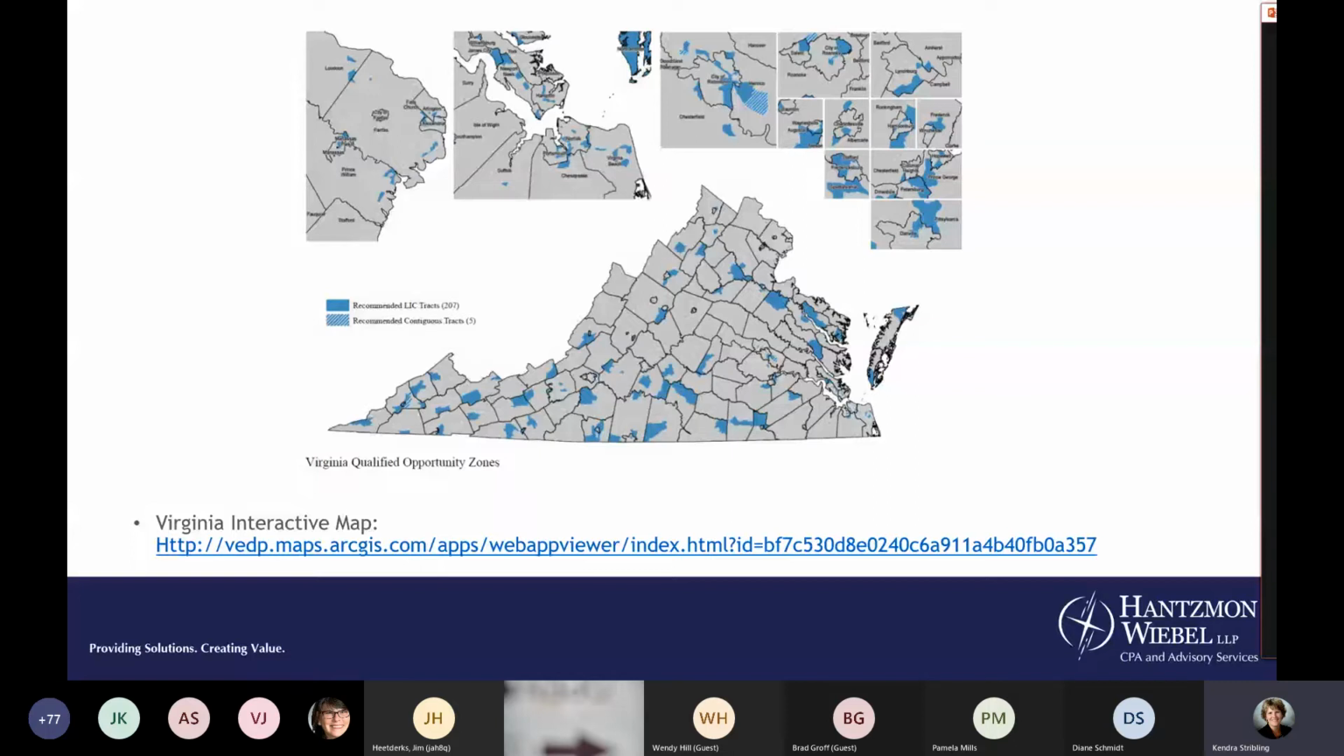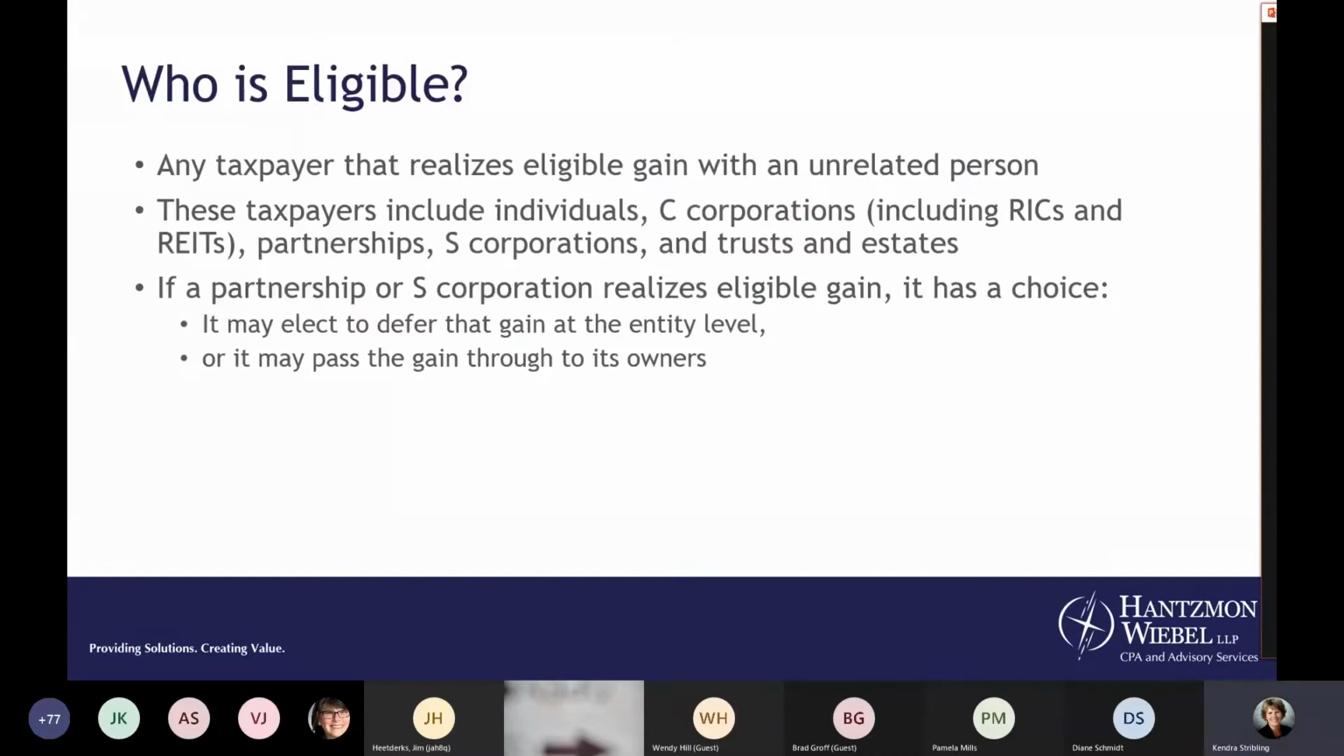Here's the map of Virginia, and the blue highlights are the designated opportunity zones. There are 212 opportunity zones throughout the state. And here locally in Charlottesville, we have 4 tracts. I'll go through just the basic concepts today and some recent changes, as the rules get rather complicated.